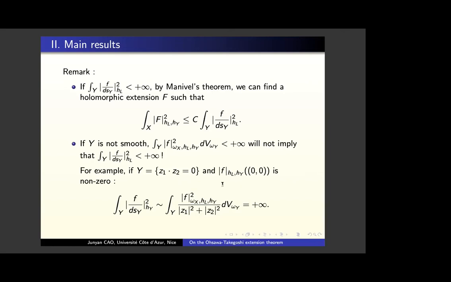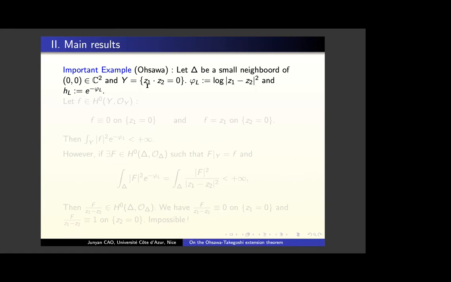So that's a remark about the extension condition. I would also like to cite an important example of Ohsawa, which tells us that in general, if we just assume that the L2 norm of small f is finite, we cannot find an extension.